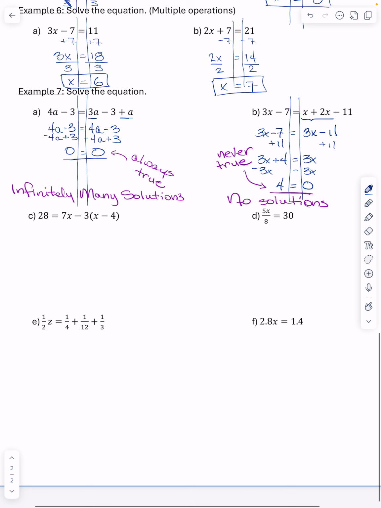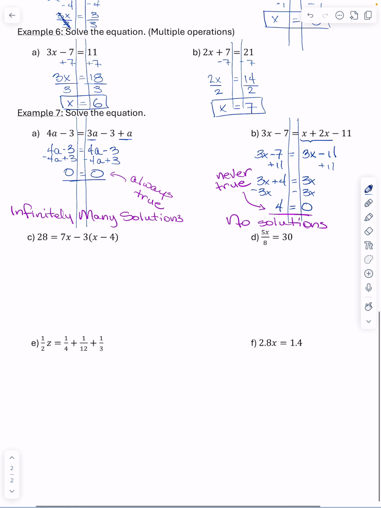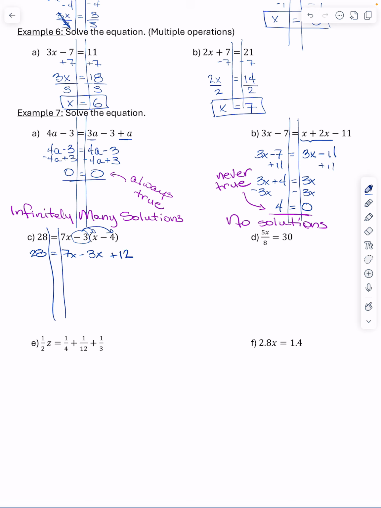So let's take a look at a couple more here. C has a set of parentheses, so I have got to go ahead and distribute this before I can do anything. So 28 on this side, nothing's happened. I got 7x. Negative 3 times x is negative 3x or minus 3x. Remember the negative, the opposite, the minus, those are all interchangeable. I have negative 3 times negative 4. That gives me a plus 12 here.